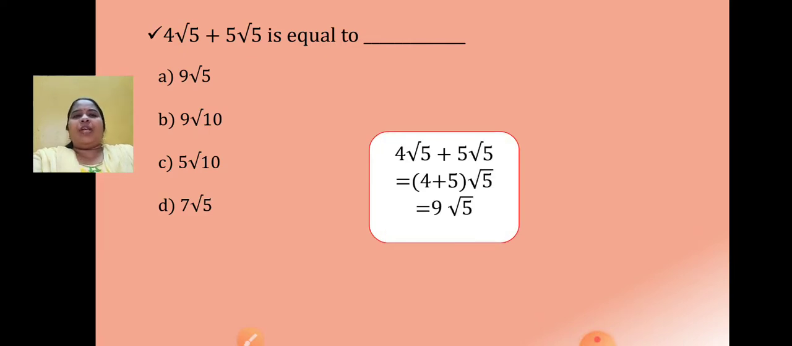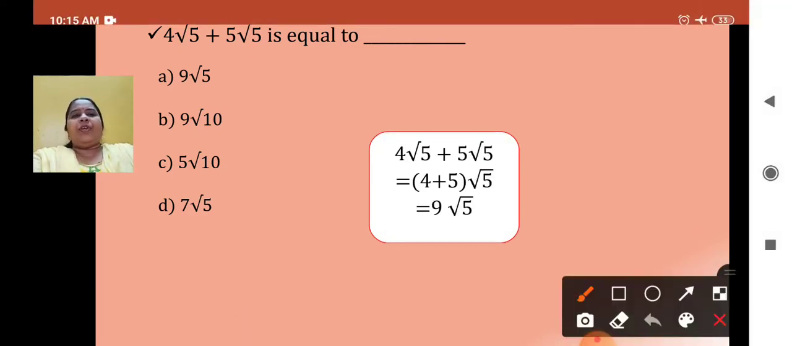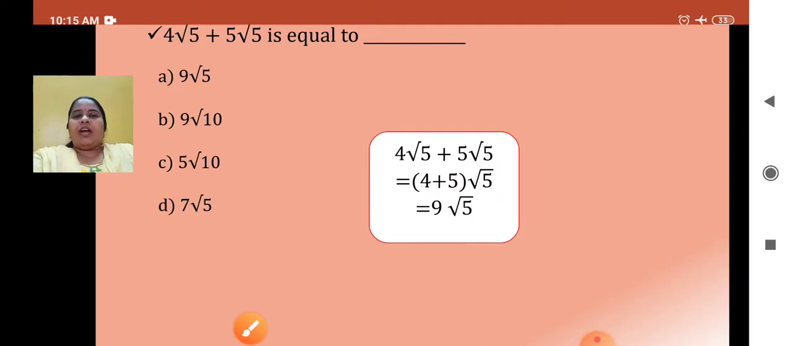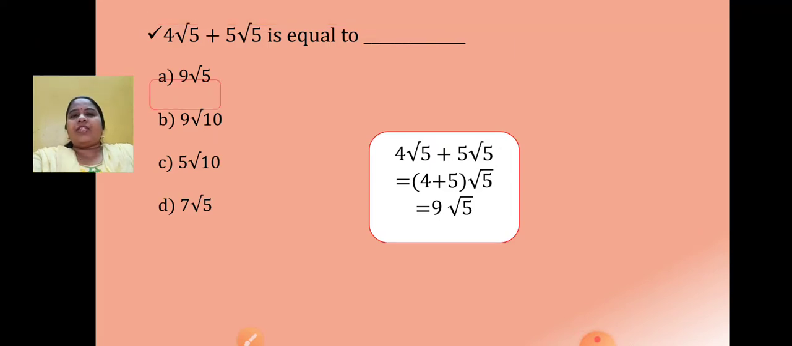Now 4 root 5 plus 5 root 5. Now this root 5 can be taken common, which I have taken here. And 4 plus 5 is nothing but 9. So the correct answer is not 9 root 10, but it is 9 root 5. I hope you have understood. Again I am telling you, this working is just for you to understand. In exam you will get these options like this. You just have to tick the correct option. So out of this, option A is correct, 9 root 5. Okay. So I hope this is clear.